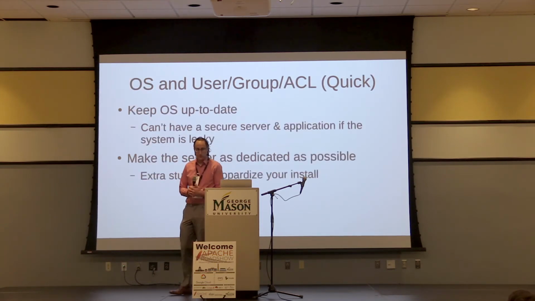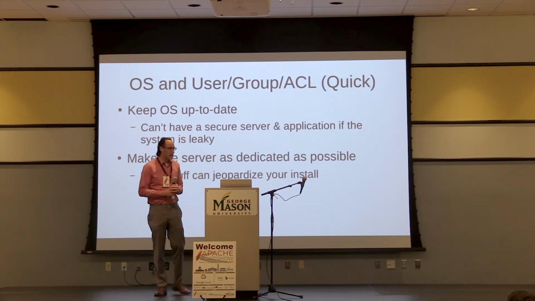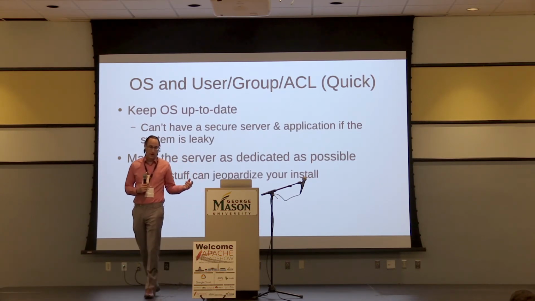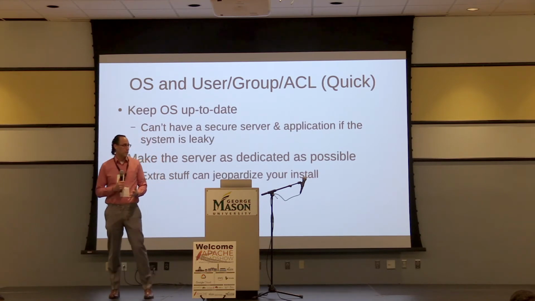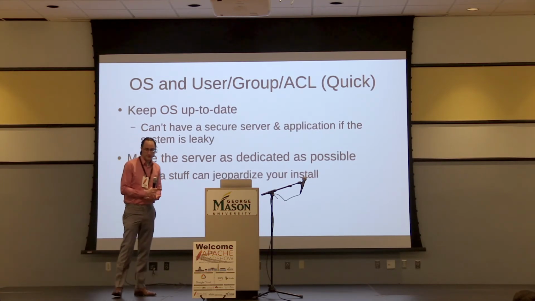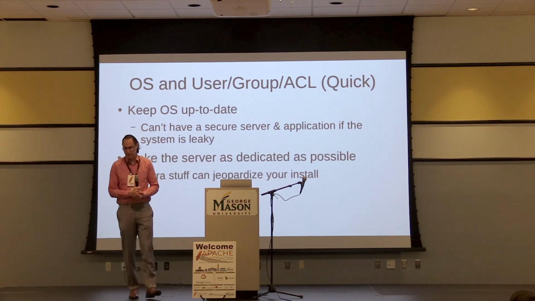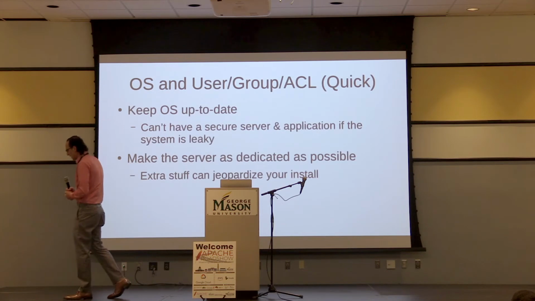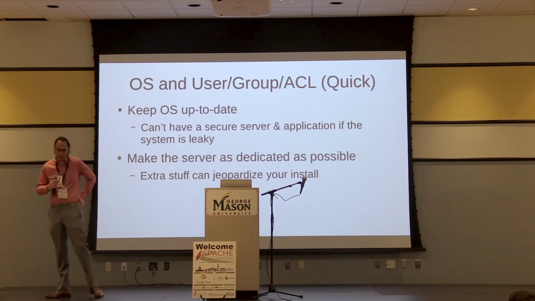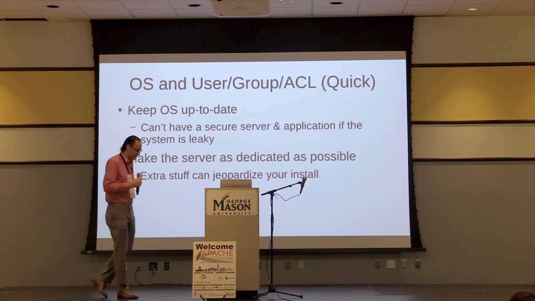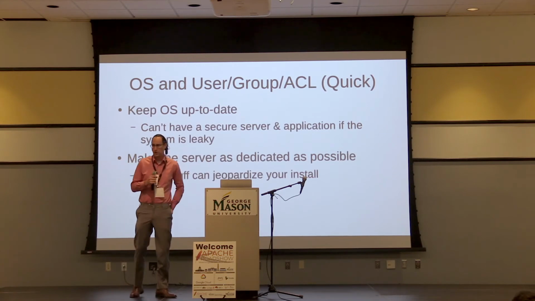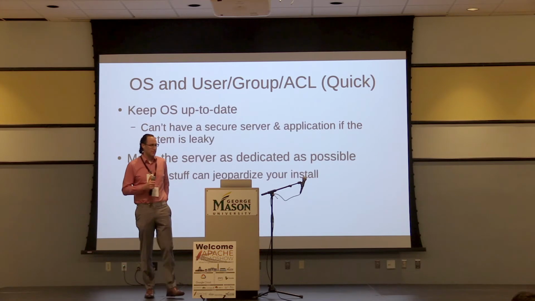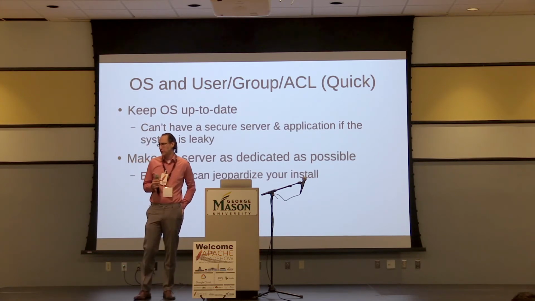Operating system, user groups, access control lists. Keep your OS up to date. You cannot have a secure application if your operating system is leaky. We have people coming to the Tomcat mailing list all the time saying, hey, I've got this application, it's running on Windows Server 2002 Service Pack 3, and we're running on Java 1.5 and a version of Tomcat that wasn't even called Tomcat, and we're having some kind of network problem. The first thing we say is, what the hell are you doing on that old version?